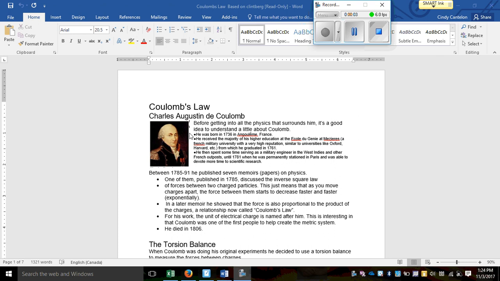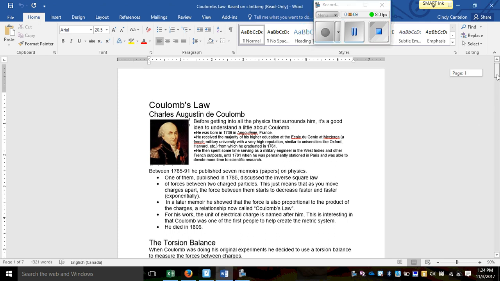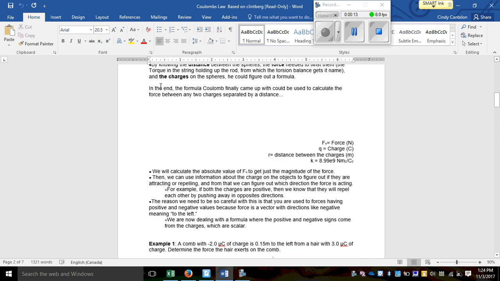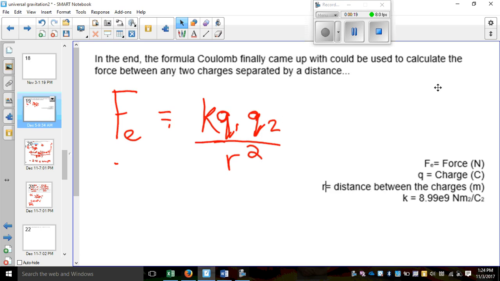So we're looking at Coulomb's law. Right now you should have these notes printed in front of you. We're talking about Coulomb's law. You should read this section and then we come up to the example here. In the end, the formula Coulomb finally came up with could be used to calculate the force between any two charges separated by a distance.